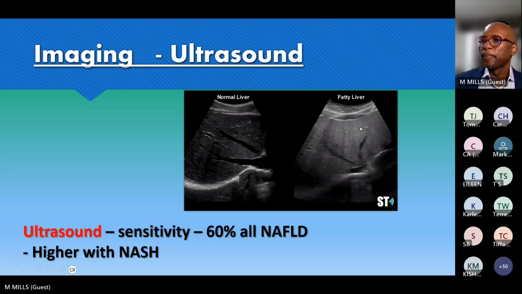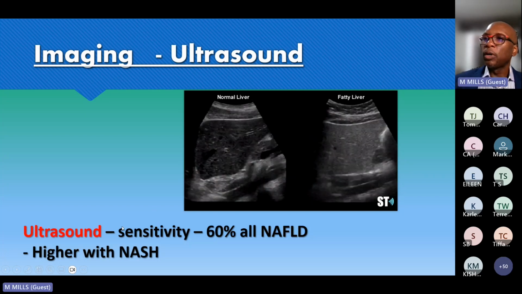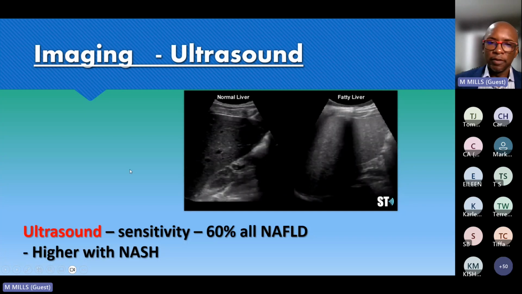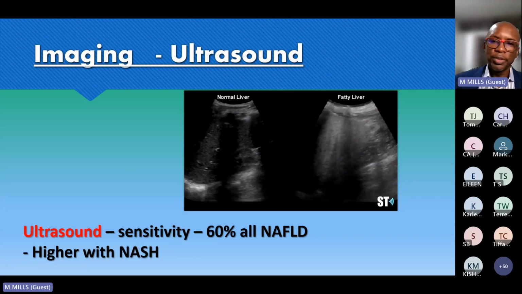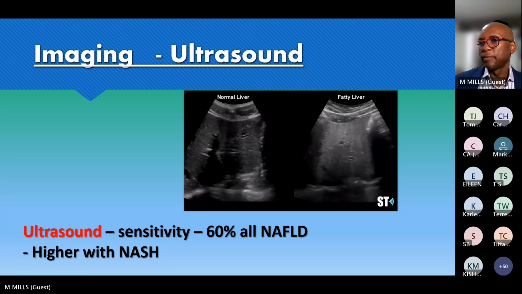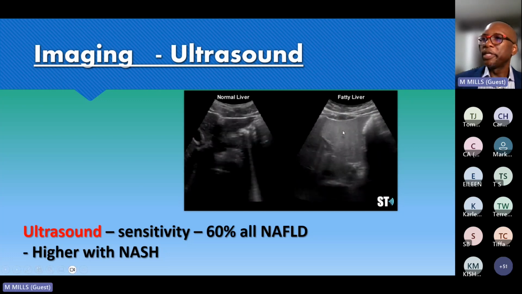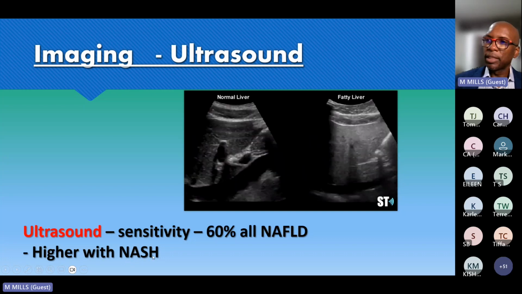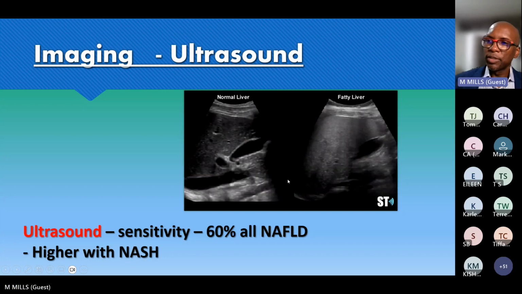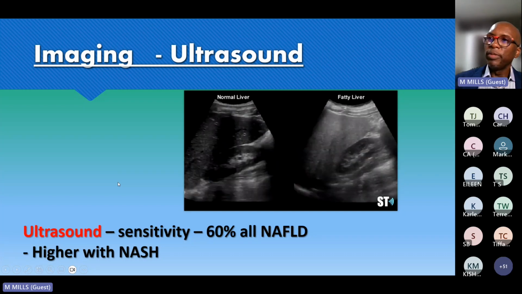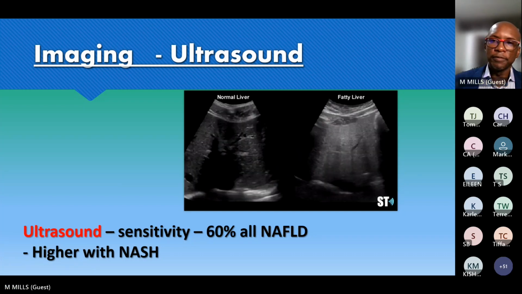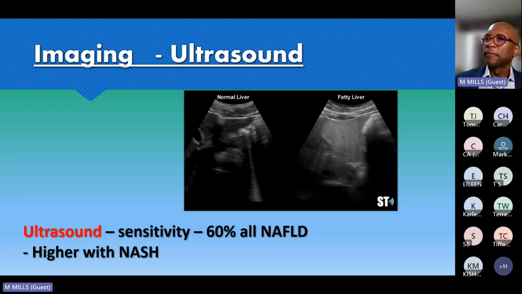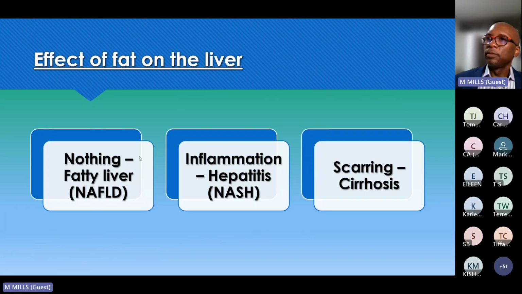Okay. The ultrasound, however, doesn't show all cases, only about 60% of cases. So you can still miss fat in the liver if the ultrasound is normal. So it's not 100% sensitive. If there's some inflammation in the liver associated with it, which you said was NASH or non-alcoholic steatohepatitis or inflammation, then the ultrasound may pick up a little more in terms of the amount of fat, but it may not be sensitive enough.